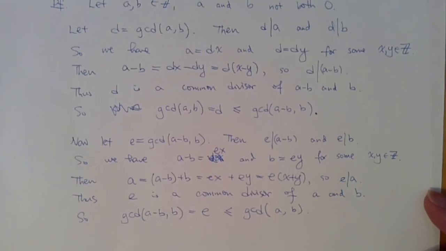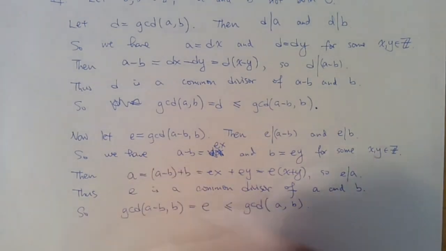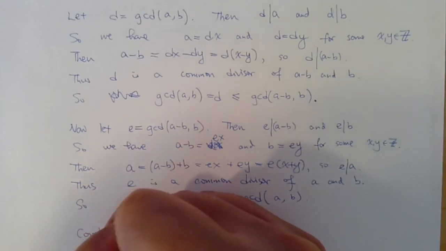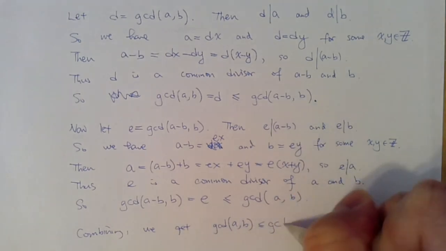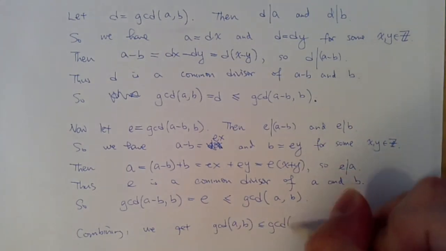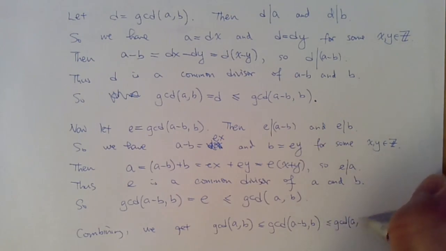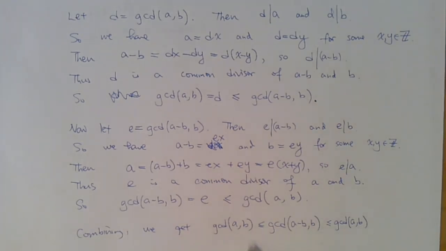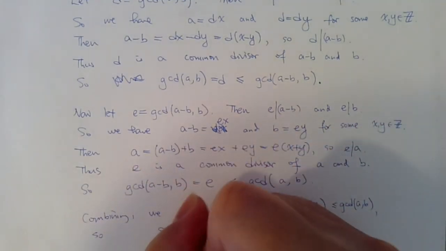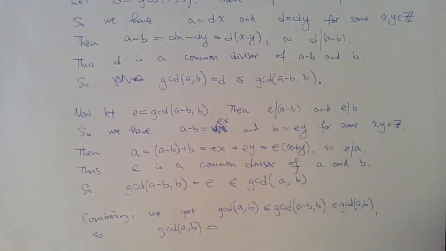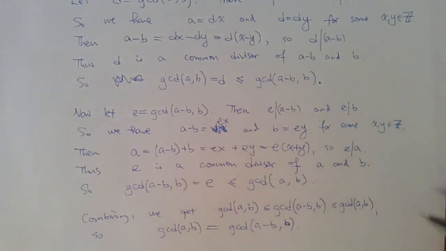And perhaps we could write one more line here. GCD of A comma B, I'll write this. Combining, we get GCD of A comma B is less than or equal to GCD of A minus B comma B, and that's less than or equal to GCD of A comma B. So if some number is less than or equal to some other number is less than or equal to the original number, that shows that they're actually all equal to begin with. So GCD of A comma B is in fact equal to GCD of A minus B comma B. And that's what we wanted to prove.